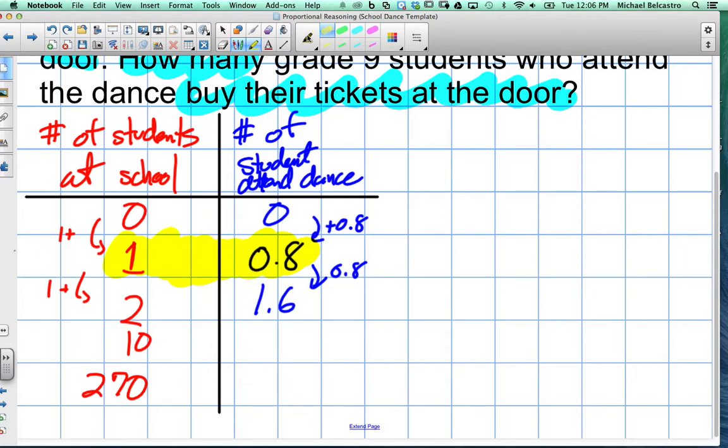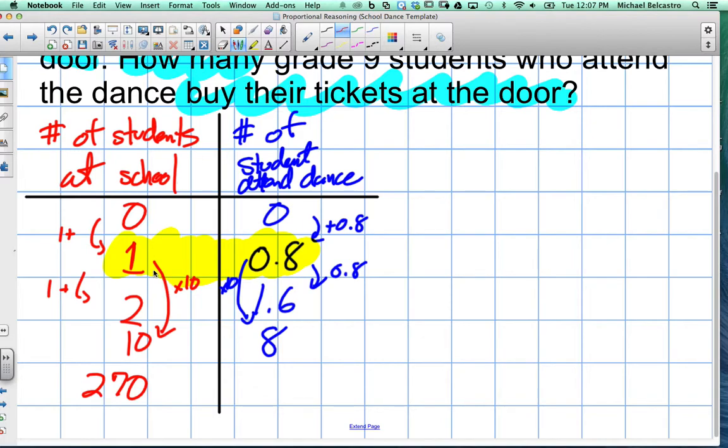Okay, and what I can do, if I need to figure out 10, I can use multiplication. I would multiply 1 by the number 10 to jump from 1 to 10. I will do that exact same thing: I'd multiply 0.8 times 10, to figure out if there were 10 students at the school, how many attend the dance. If you multiply 0.8 by 10, you can use your calculator, or you can just move the decimal over 1 spot, and it would turn out 8 students would attend the dance, which makes sense. If there were 10 students at that school, 8 of them would attend the dance.